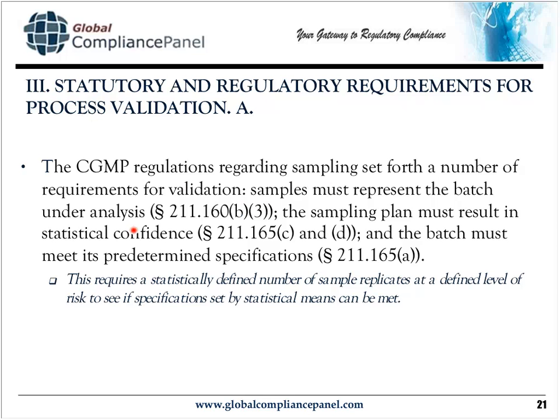Sampling plan must result now in statistical confidence, and batch must meet predetermined specifications. Now, remember, these statements up here say that your sampling plan has to be statistically justified. You must know the level of risk that your company is willing to accept, a risk of making a so-called type 1 error, where you find a difference due to statistical variation alone.